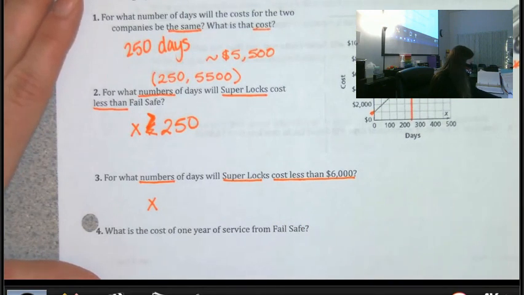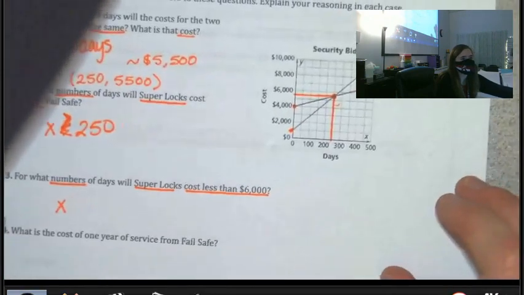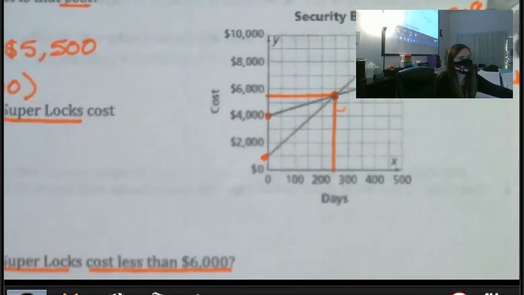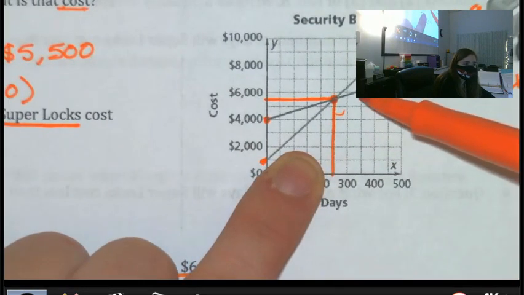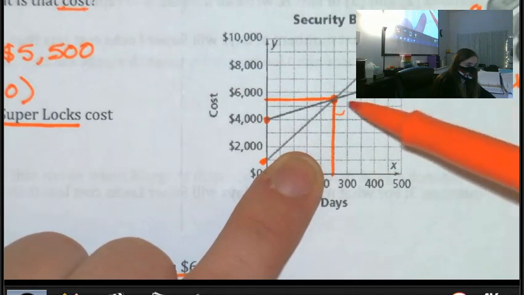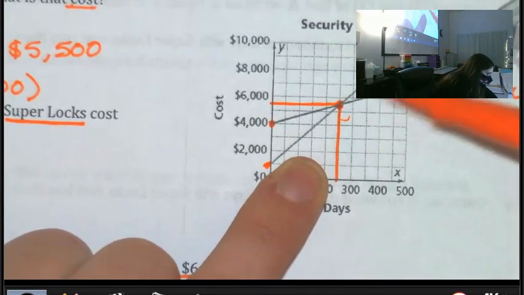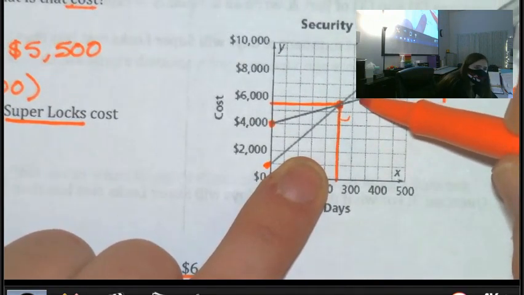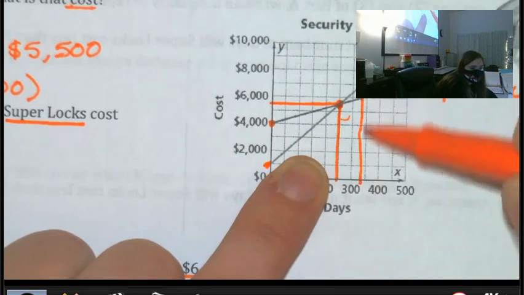Superlocks cost less than 6,000. So I'm going to zoom in real quickly so that way you all can see. So we have Superlocks here as my dark gray, and this line right here is 6,000. Do you guys see that? So it looks like right about here, that's when Superlocks crosses my 6,000. And if I were to go straight down, kind of, it got curvy.